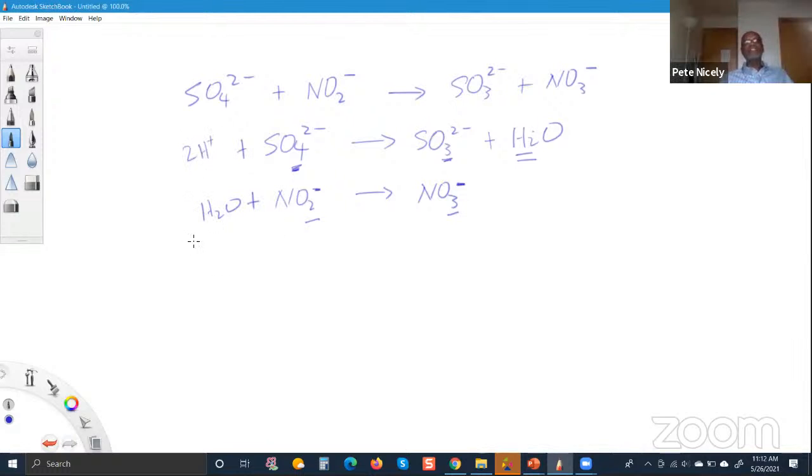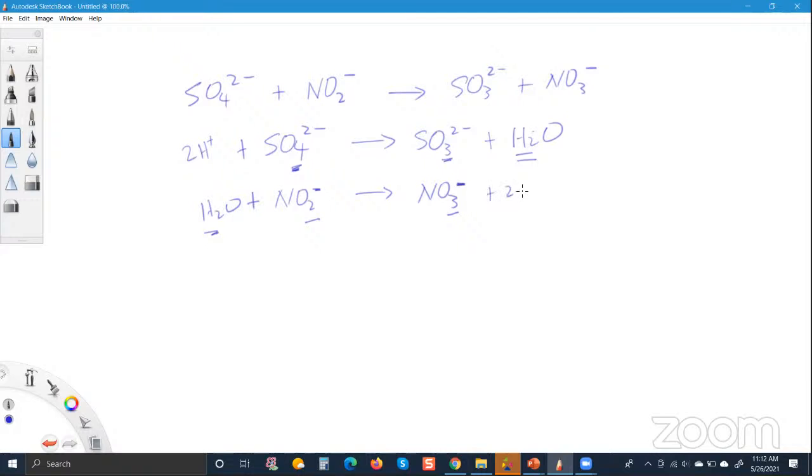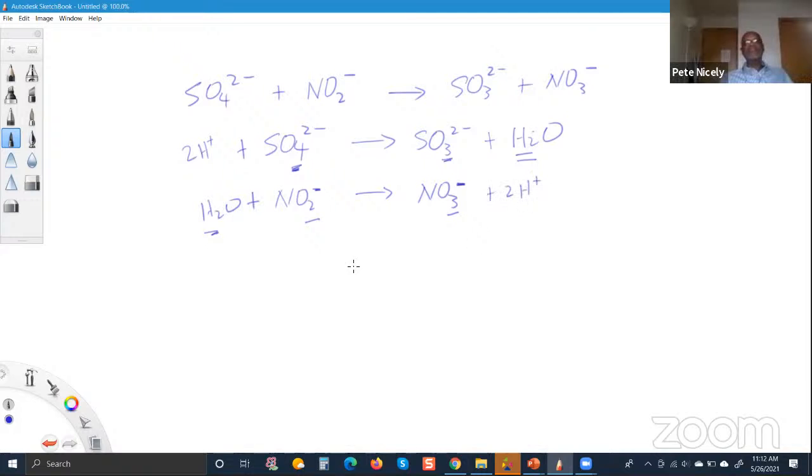And then for the second half equation, we have 2 hydrogens here. We have none on this side. So what do we do? Add 2 H plus ions on the right side. 2 H plus on the right side. Okay, very good. Okay, so what's the next step?